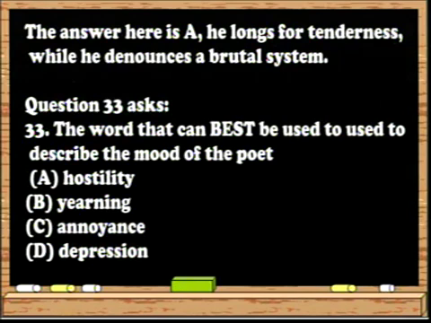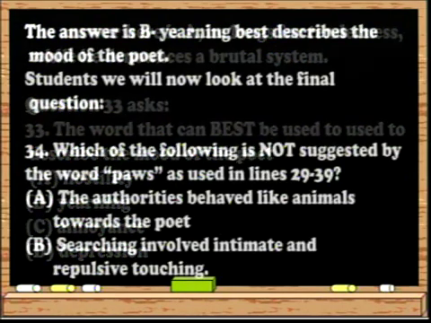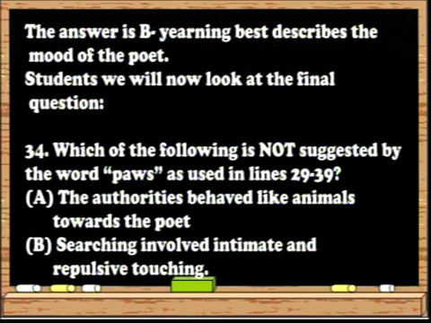Question 33. The word that can best be used to describe the mood of the poet: A. Hostility, B. Yearning, C. Annoyance, D. Depression. The answer is B. Yearning. Yearning best describes the mood of the poet.